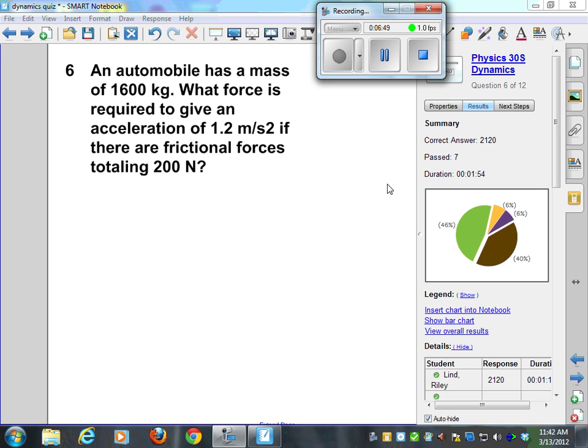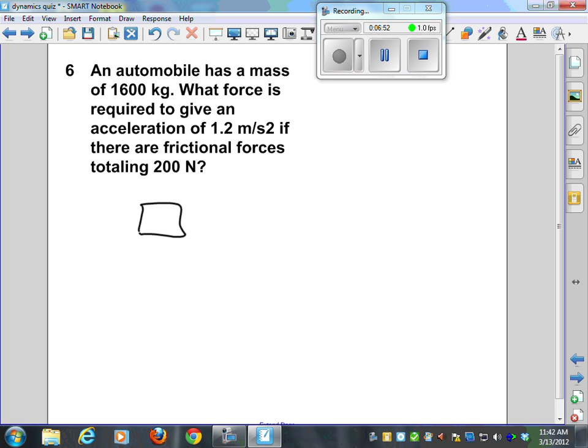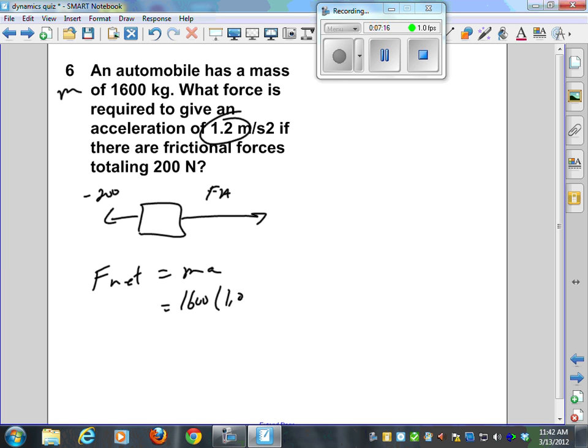We have a mass of 1,600 kilograms. What force is required to give an acceleration of 1.2 if there are friction forces? So friction is backwards at minus 200. I am asked for the applied force. If I'm given the mass and the acceleration, what can I get out of that? The net force. So the mass is 1,600, the acceleration is 1.2. 1,600 times 1.2 is, Terry? 1920. I need 1920 newtons of net force.